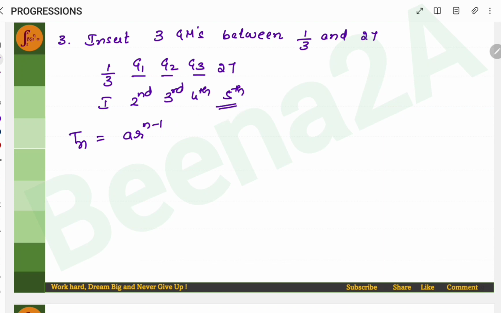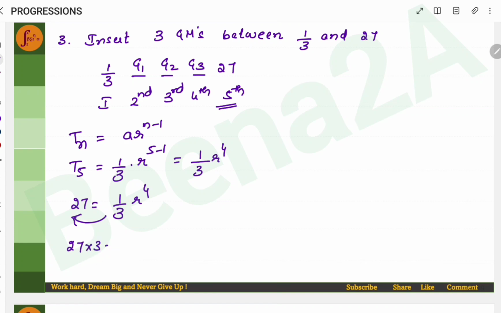So we have the fifth term here. We'll put T5 is equal to A, the first term, which is 1 by 3. We don't know the common ratio. N is 5, 5 minus 1, which is r to the power 4. And what is T5? 27. So 27 is 1 by 3 into r to the power 4. I'll shift 3 this side. So it will be 27 into 3 is equal to r to the power 4, which means 81.